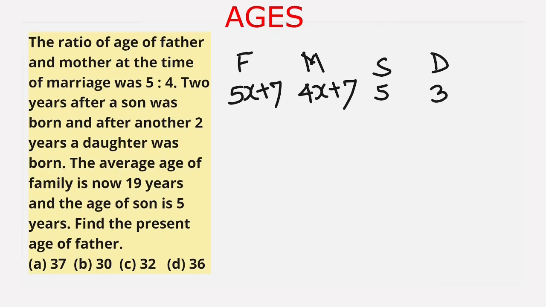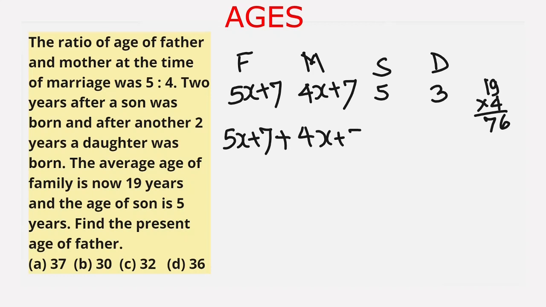These are the present ages of father, mother, son and daughter. It is given that the average age of all of them is 19 years. So 19 multiplied by 4 comes out to be 76 years. We add all these ages and equate to 76 years. This is 5x plus 7 plus 4x plus 7 plus 5 plus 3 equal to 76.